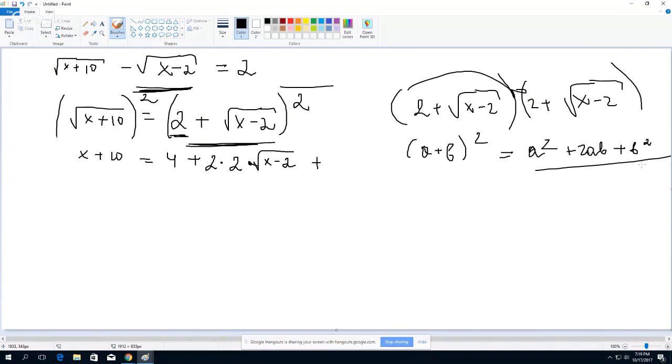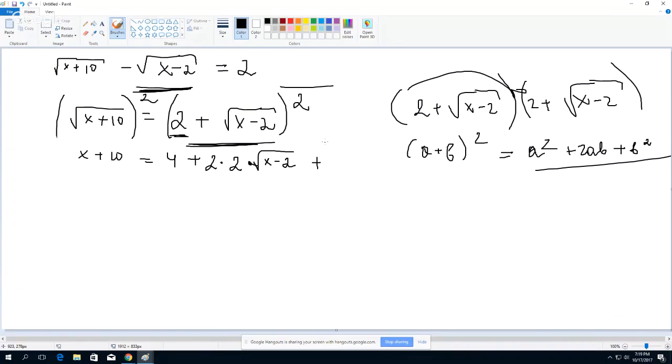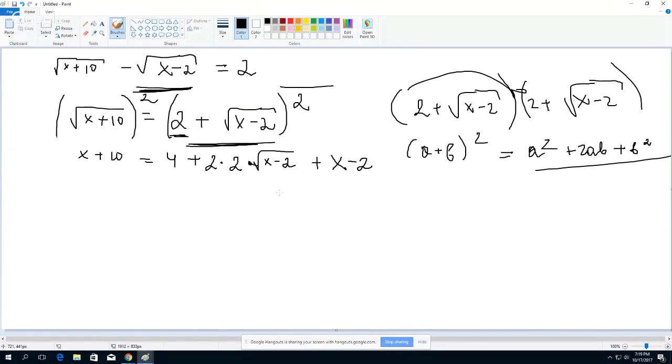And then plus square root of x minus 2 squared. Squared, it will give us just x minus 2, right? Right. Okay, awesome. Now let's simplify it a little bit. So this one will go away because x minus x is just 0, correct?